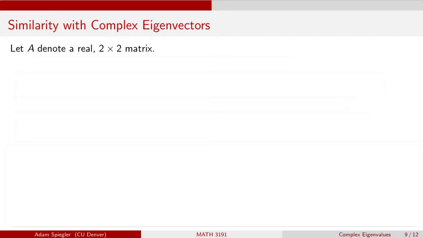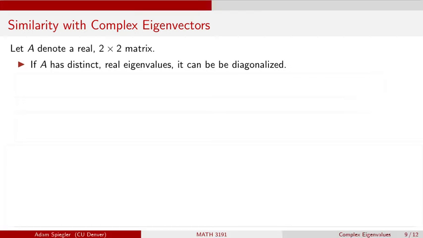So the question is, is there a similar sort of result that we can get with a matrix A that has complex eigenvectors? So here we're just going to restrict ourselves to considering a 2 by 2 case where A is a 2 by 2 matrix. And let's recall some of the facts that we know.